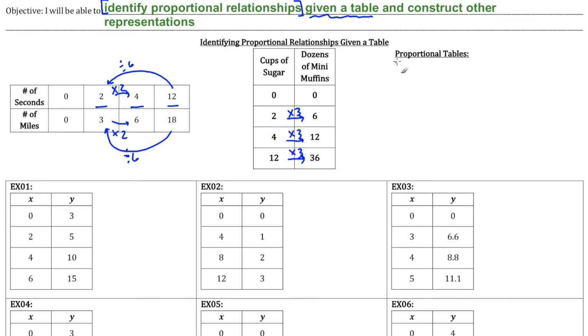For a table to show a proportional relationship, you have to go through 0, 0. Even if it doesn't show it, it has to make sense that if it's 0, the other one is also 0. This is called the origin. And also, you see this number that we're multiplying by, times 3, times 3, times 3. Like even here, times 3 would give you 0. Here it is times 1.5 all the way across.